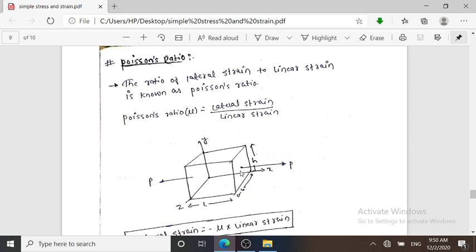Imagine you have a rectangular cube which we can easily deform, when we are applying tensile stress in the x axis. Then there is an elongation taking place in the x axis, at the same time there is a decrease in its other two lateral dimensions, that is lateral strain.